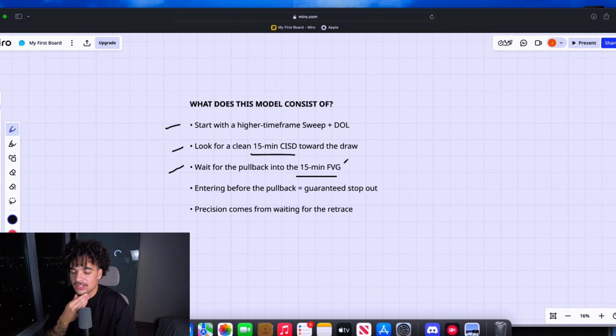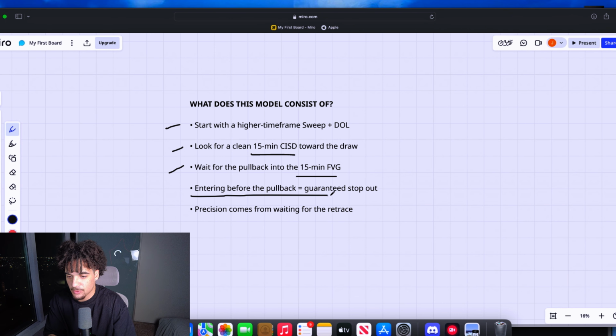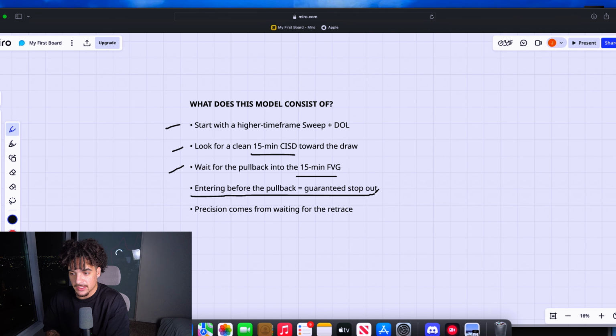Now it's very, very important that you enter after the pullback, because if you enter before the pullback, it's a guaranteed stop out. Now, this is something that I stress a lot with my one-on-one students and making sure that they are entering after the pullback, not before the pullback. Okay, that's why they're able to get funded and paid out within 90 days or less, right?